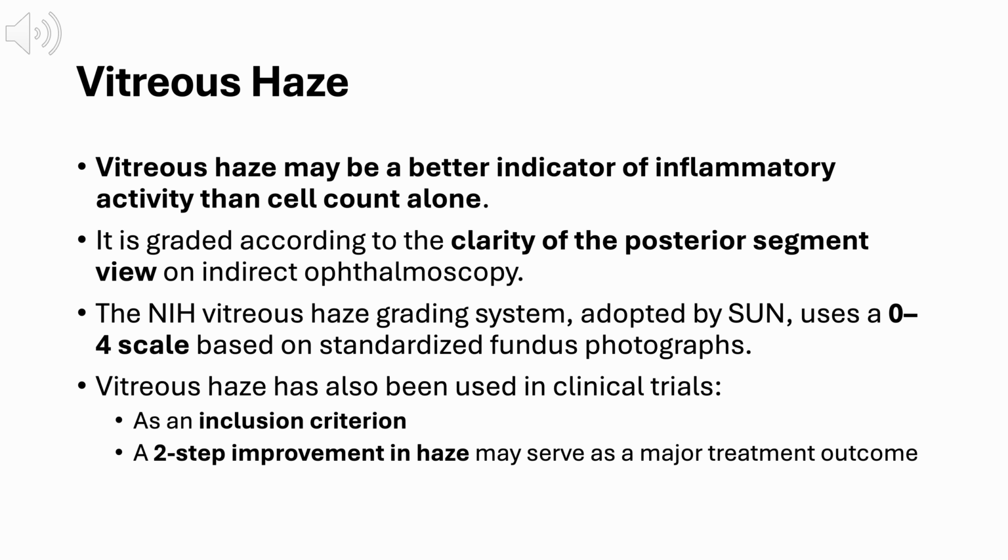Here's a subtle but important idea. Vitreous haze may actually be a better indicator of inflammatory activity than the cell count alone. Why? Think of cells as individual specks you can count, but haze as the overall fogginess of the vitreous, and fogginess often tracks active inflammation more faithfully. Haze is graded by how clearly you can see the posterior segment on indirect ophthalmoscopy. The NIH grading system, adopted by Sun, uses a 0 to 4 scale based on standardized fundus photographs.